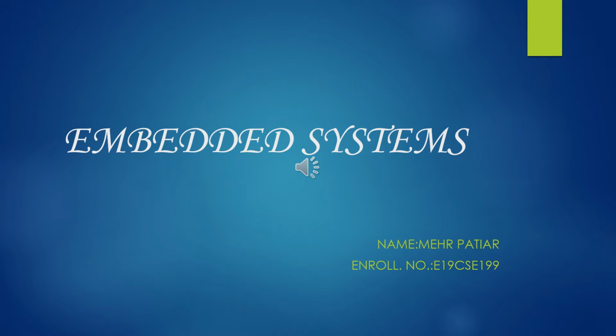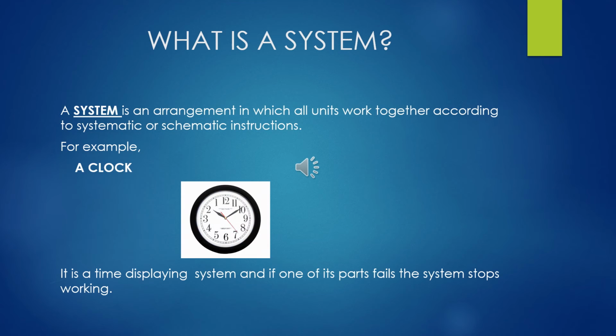Today, we will learn. Let us first discuss what a system actually means. A system is an arrangement in which all the units work together according to systematic or schematic instructions. For example, a clock. It is a time displaying system, and if one of its parts fails, the system stops working.